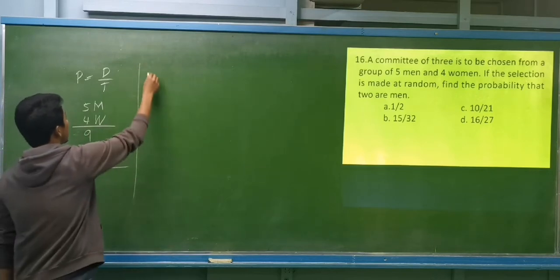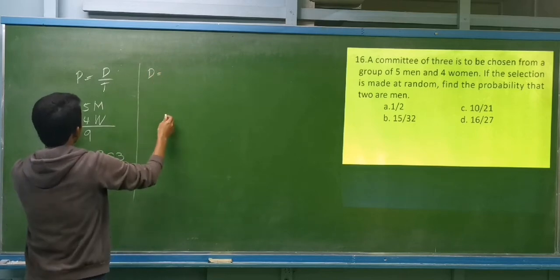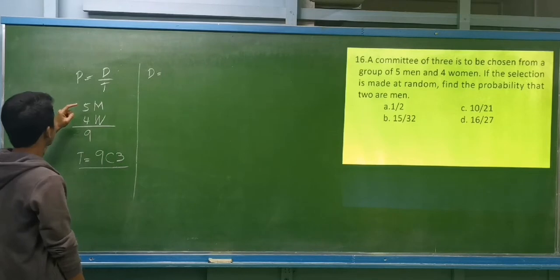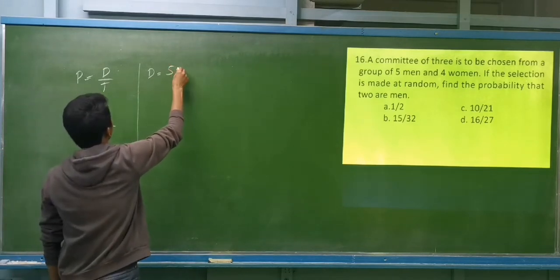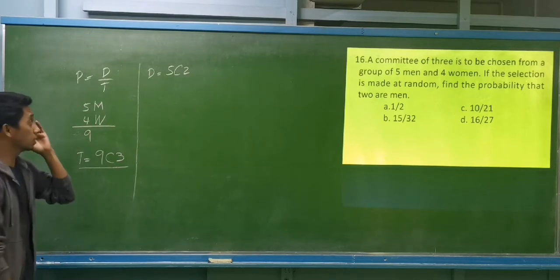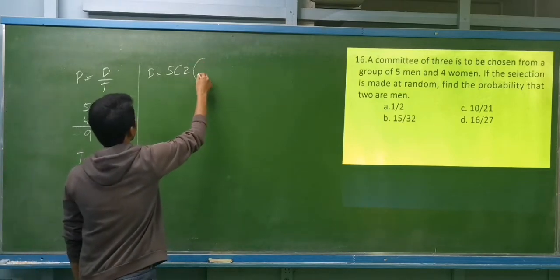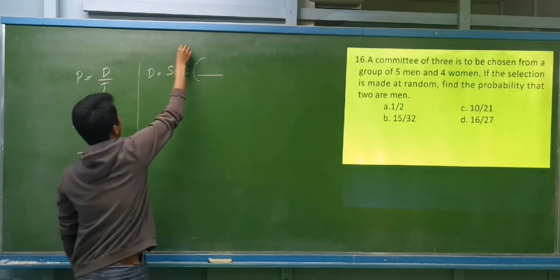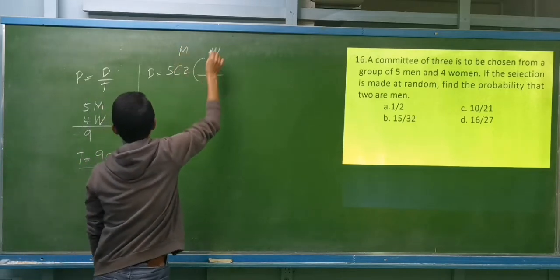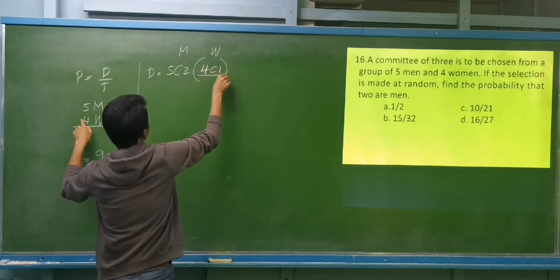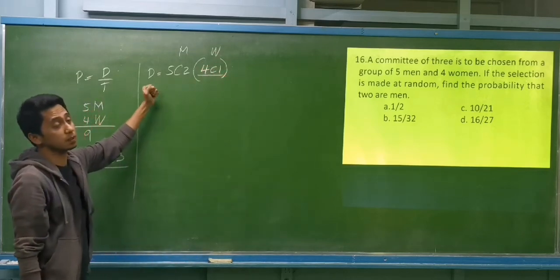Yung desire naman natin, yung desire is, kailangan daw is 2 are men. So mula dito, sa 5, kailangan ang kukunin natin is 2. Okay? Then, multiplied by? So, kung dalawa na yung manggagaling sa men, ilan yung manggagaling sa women? So, mula sa women, na 4, kukuha lang tayo ng 1. So, yun naman yung equivalent ng desire.